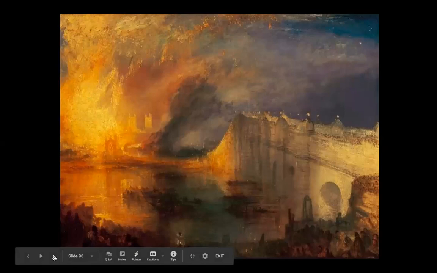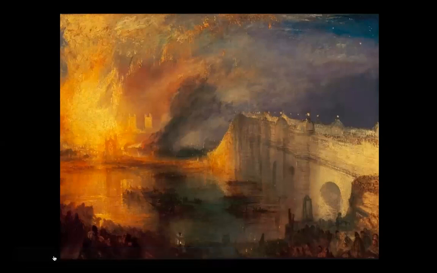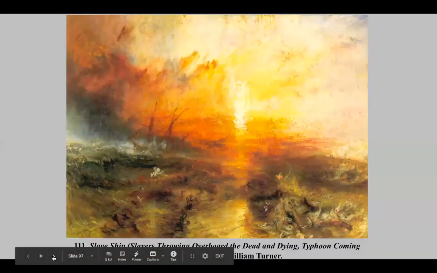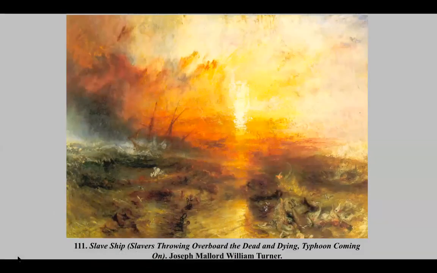So Turner painted some of those scenes of the fire that we saw yesterday. So remember that the old palace burned down. And so in that location, they rebuilt the British Parliament. And so here you can see the destruction. He's really known for these violent scenes of it.